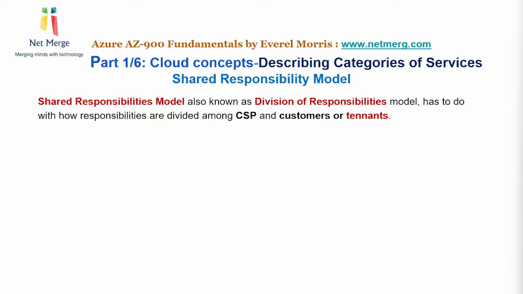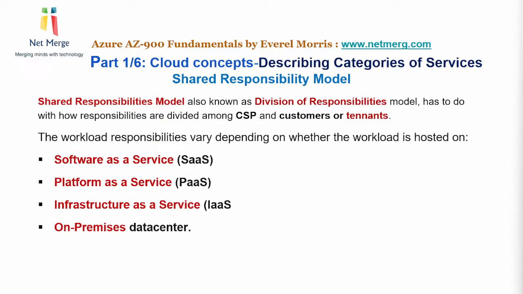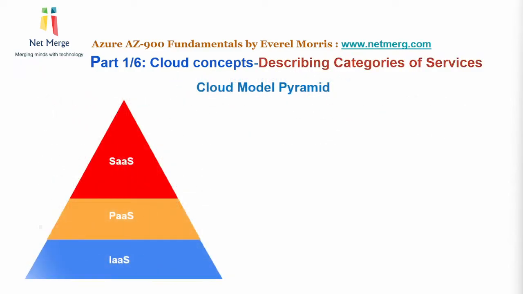So we're going to look at the responsibilities, who is responsible for what. And remember, we talk about where the services can be served. So we talk about platform as a service, software as a service, infrastructure as a service. So we're going to be looking at that in more detail. Now, the workload responsibilities vary depending on whether the workload is hosted on one, software as a service, two, platform as a service, three, infrastructure as a service, or if your workload is hosted on site, on premises, your own data center.